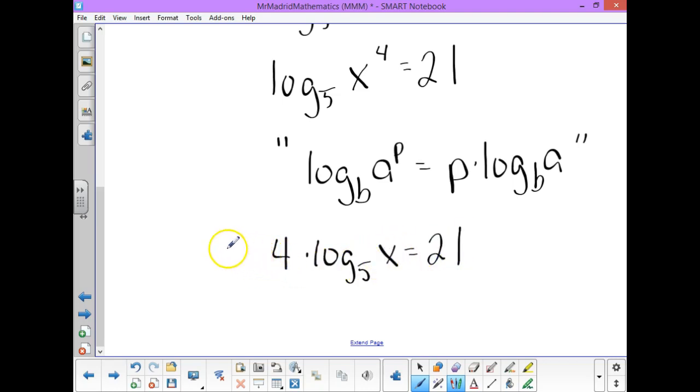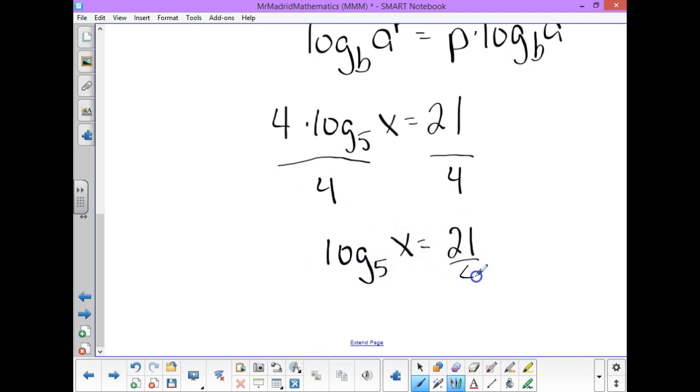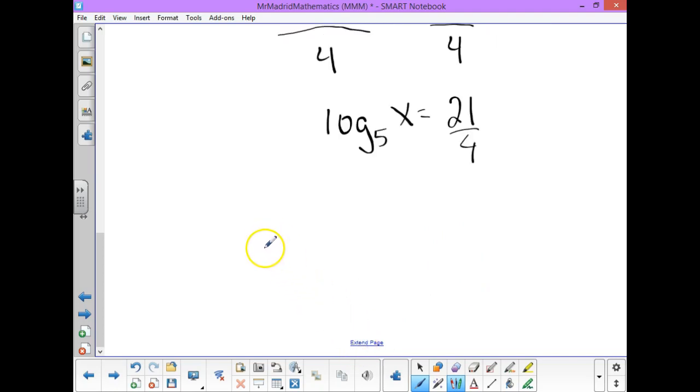Alright, now what are some options here? I think the first time we always make things more difficult, but if you really look at what's happening, it's 4 times this value, so I can actually do the opposite and divide by that 4. And now I have log base 5 of x equals 21 over 4. Interestingly enough, this is the log, so that's exactly what we're working with now. So what are some options here?